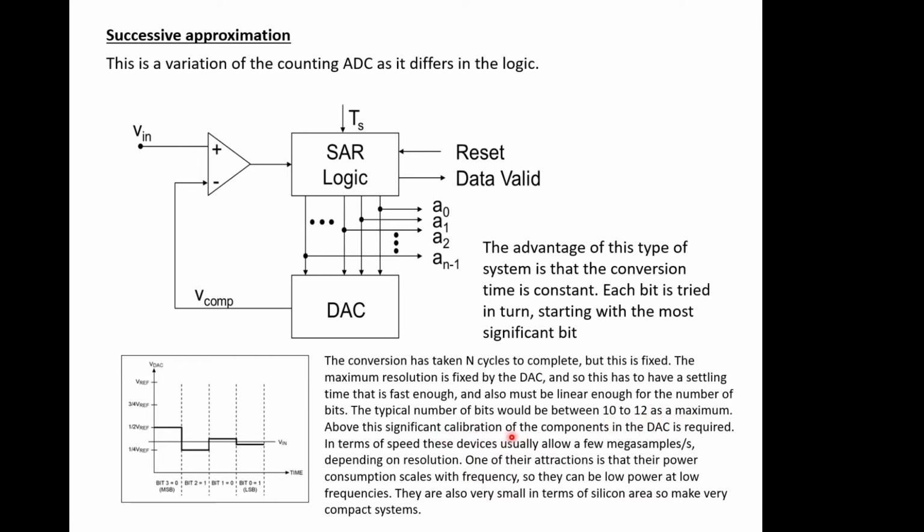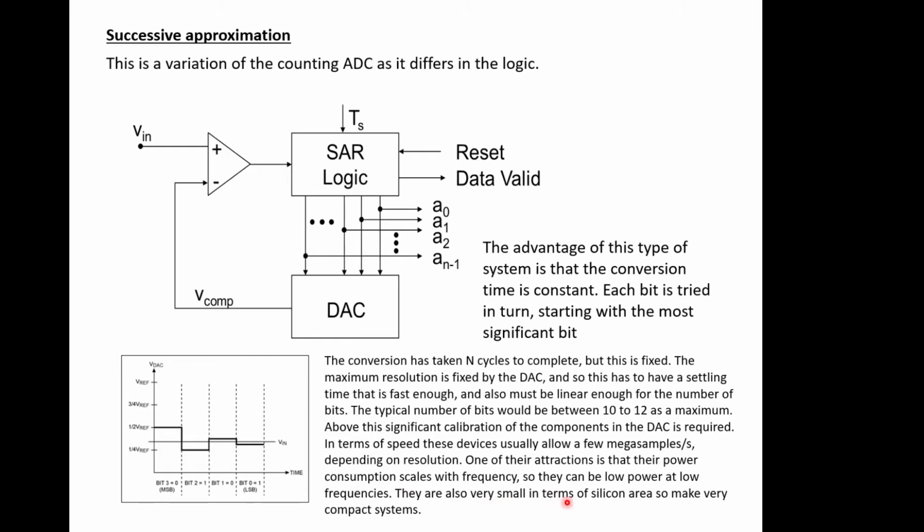Above this, we start to have very high performance other components, such as the DAC needs to be very high performance, and the comparator also needs to end up being very high performance as well. In terms of speed, we end up with a few mega samples a second, and this sort of depends on the resolution. But one of the attractions is that power consumption of these type of systems scales directly with frequency. So at low frequencies, when you're clocking it slowly, they don't use much power.